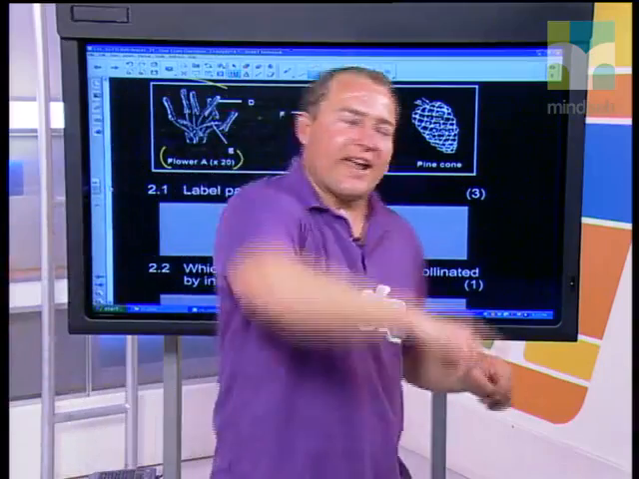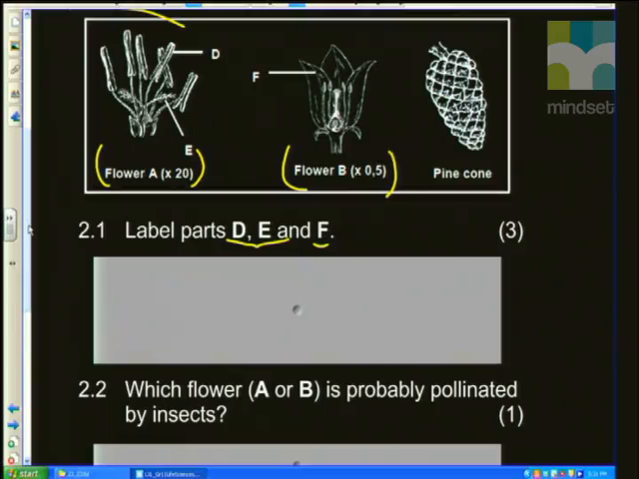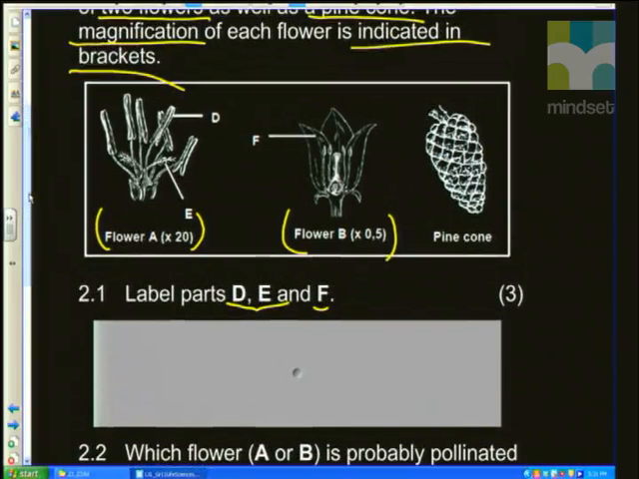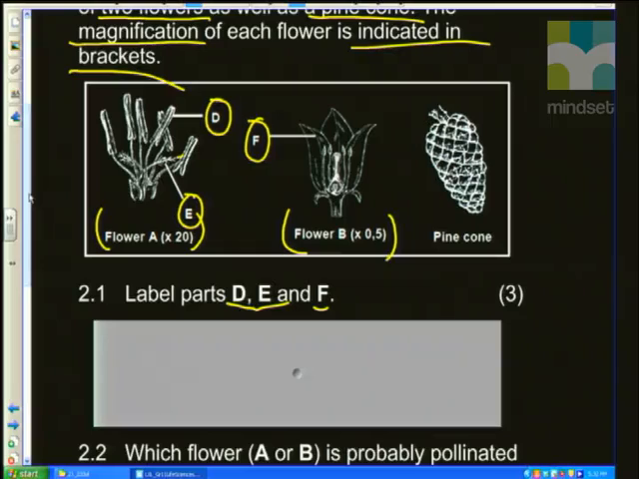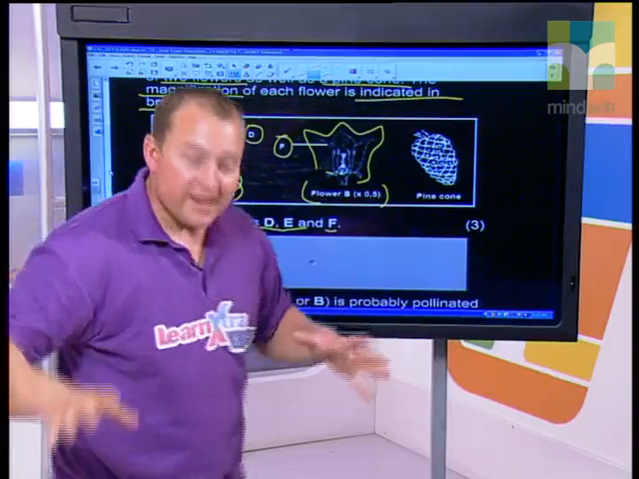Okay, now, first question. Label part D, E, and F. Let's find them. D, E, there it is, and F. If we look at D, D is the male part of the plant. So it is an anther, right? D is an anther, male part of the plant. E is the female part of the plant, so it is your stigma. And then the last one, here it is. It's this beautiful thing that we always give to our girlfriends, right? It is the petals, the flowers. It's a petal or the corolla. Okay, it's the petals or corolla.